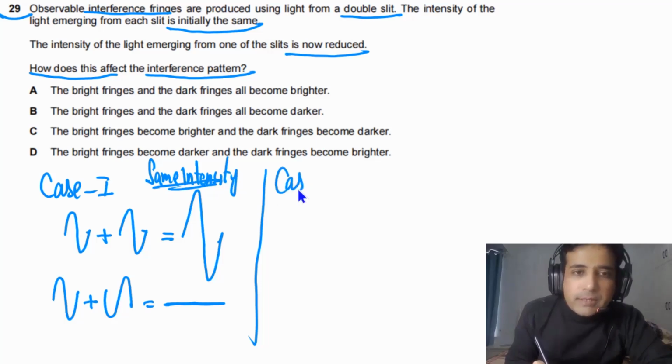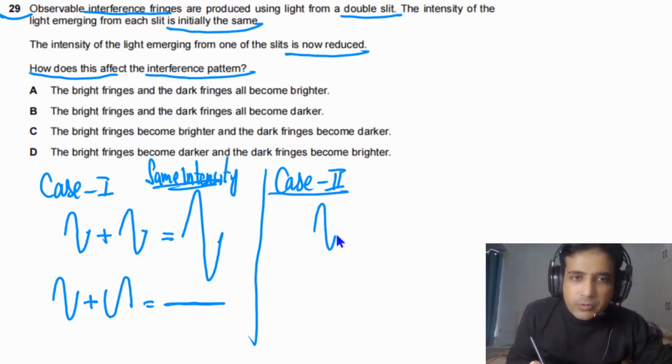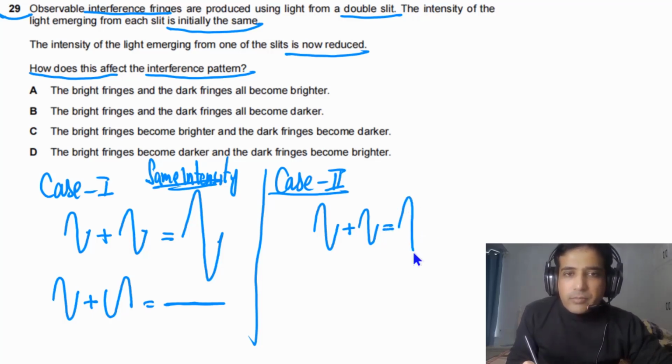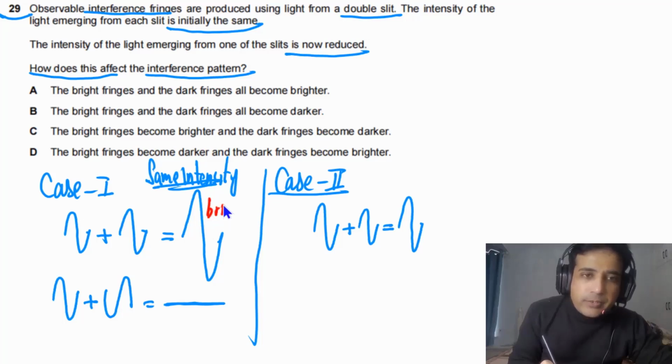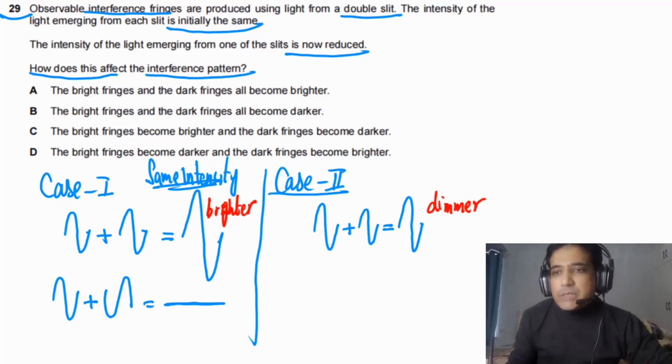Now we can discuss the second case when intensity of 1 slit is reduced. In this case we have 1 wave, the initial one, and the second one, its intensity has been decreased, means the amplitude has been decreased. When we add these 2 waves, we will get this bright fringe, but this bright fringe will be dimmer than this one. So it is brighter in case 1, and in this case, it is dimmer, means the bright fringes will get dimmer.